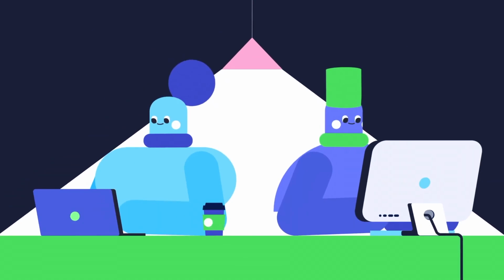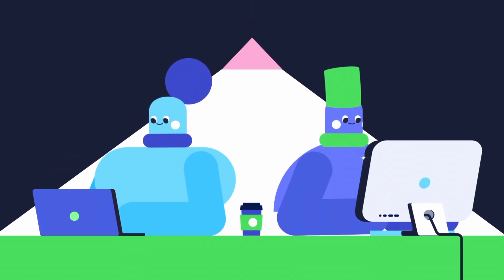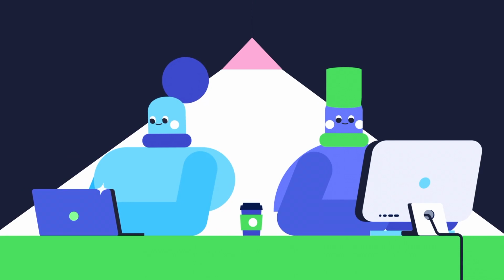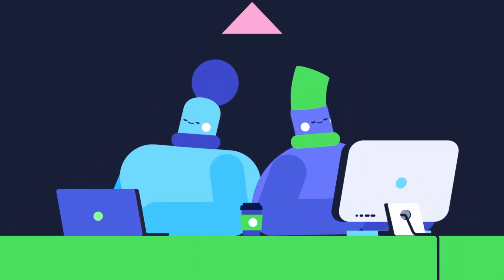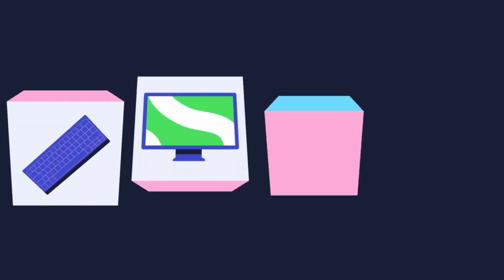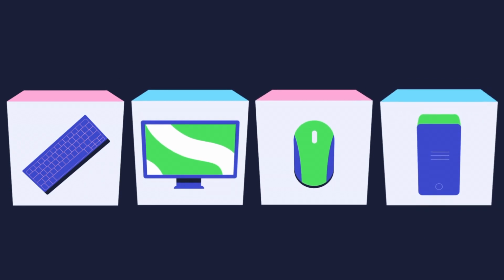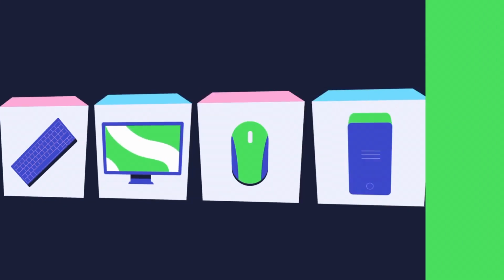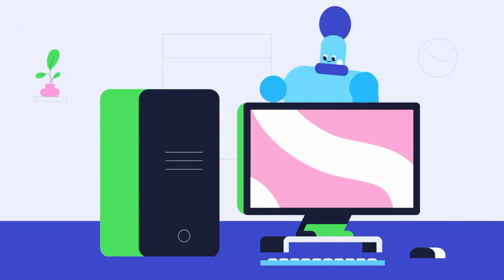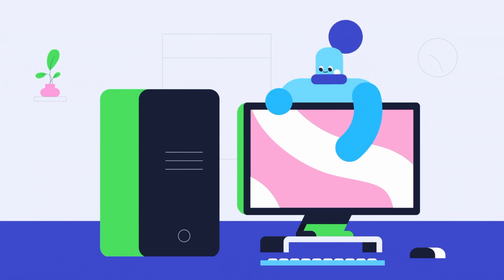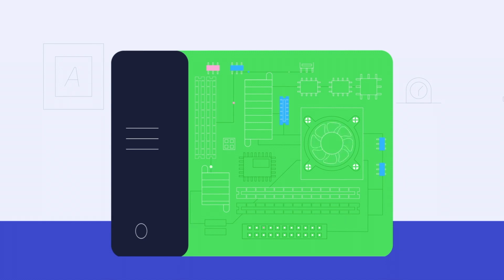There are many different types of computers, but they all use similar parts to operate. In this video, we're going to show you what these parts are and what they're used for, starting with a standard desktop model. The computer case holds the main components of the computer. This is where the actual processing happens.